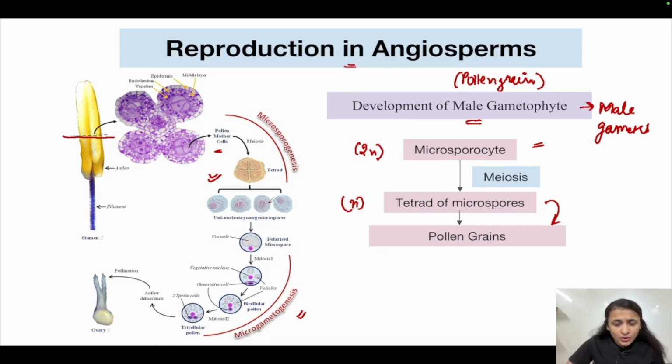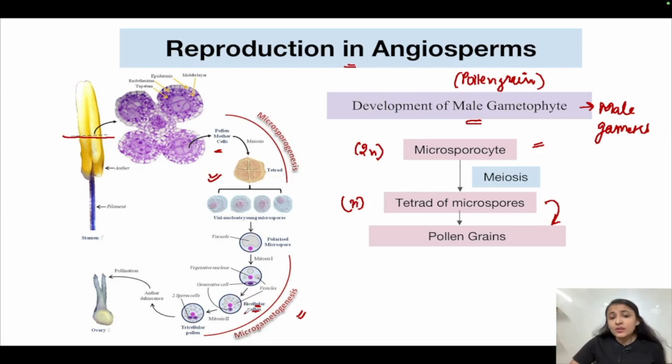Each microspore becomes polarized, and a vacuole forms. Then mitosis 1 occurs, leading to the formation of a vegetative cell and a generative cell. Since two cells are now formed in this microspore, one vegetative cell and one generative cell, it is known as a bicellular pollen. Here a single vacuole was present, now numerous vesicles are present.